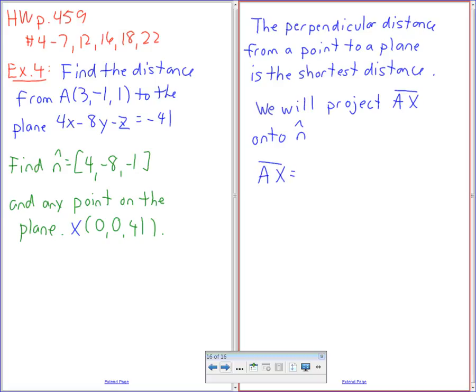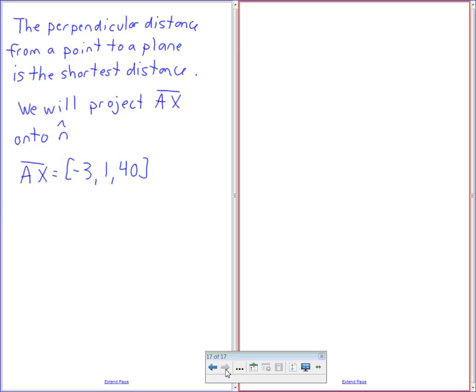So -3, 0, 40. Is that okay when I say that? Is it really too quickly? Is that okay with where that came from? Yep. Agree with it? Okay. All right, so now we're going to do the projection. We're using point A. Okay, so we're doing the projection of AX onto N.